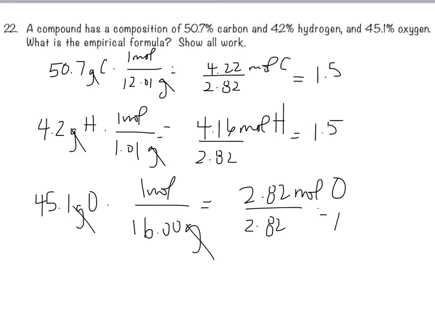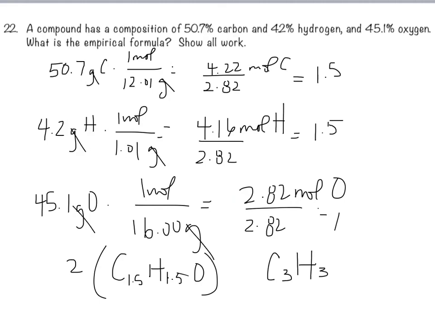Well, guess what? You can't have a formula like this. You can't have C 1.5, H 1.5, O. It's just not cool. How do you get rid of a half? You double it. What's 1.5 doubled? C3, H3, and then 1 doubled is 2. This would be the empirical formula for the compound.